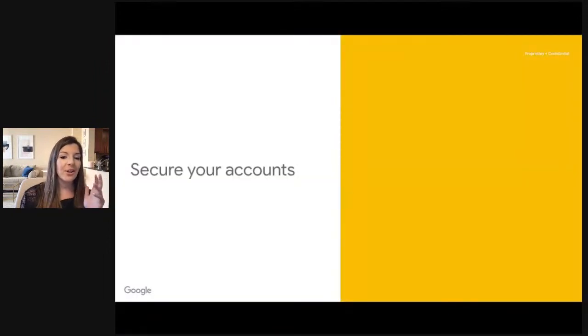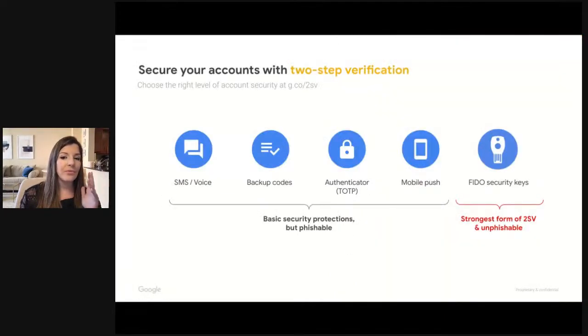So next, secure your account. Two-step verification is one of the most important things in the cybersecurity space. With your Google account, you can choose the level of account security with super easy controls. But I will say passwords are only the first line of defense. Two-step verification provides an extra layer of security. It's a form of strong authentication that requires more than just your username and password when you sign in, like a 6-digit code sent to your phone or generated from the Google Authenticator app.